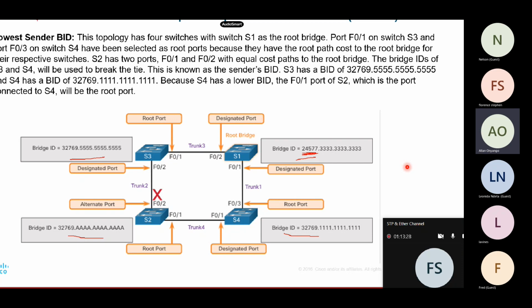So let's continue and see how they did the election here. Fast forward, switch S1 is already elected as the root bridge. Obviously, its two ports, F02 and F01, become designated ports. Again, obviously, the two opposite ports, F01 on S3 and F03 on S4, become root ports. So we are done with the first 4 ports.